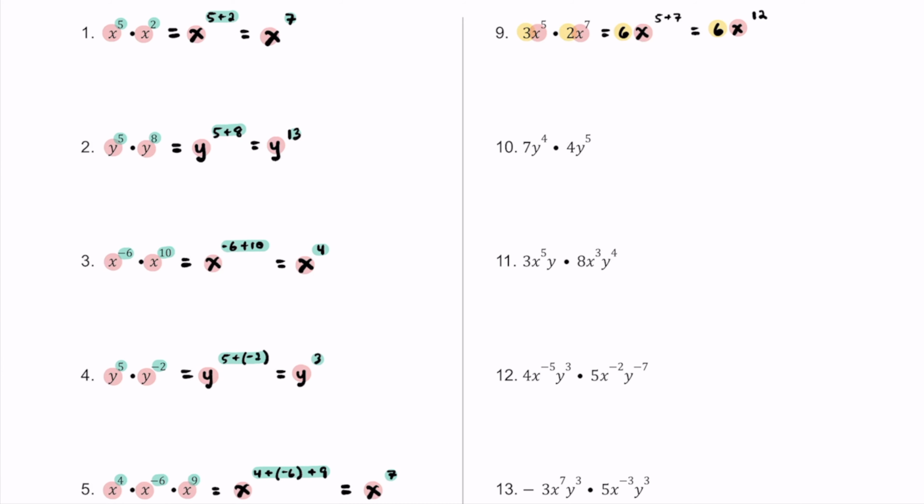For number 10, we have 7y to the 4th power times 4y to the 5th power. Let's go ahead and follow the same pattern as in the last one and multiply the coefficients together first. This 7 times 4 in front, that's going to be 28.